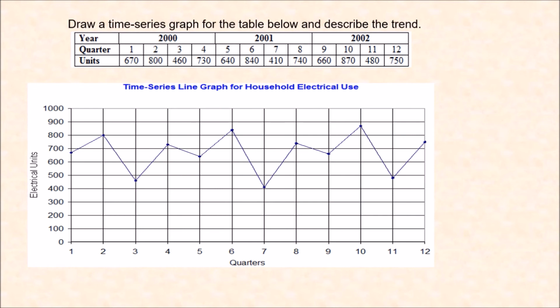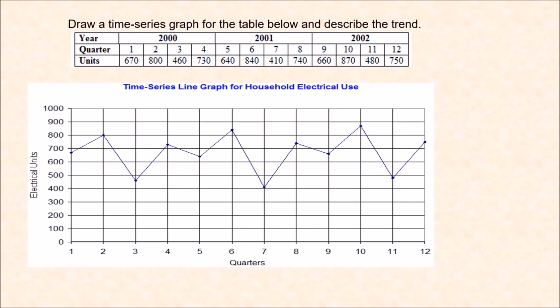What is happening on that? So 1 to 2 increase, 2 to 3 is a big decrease, 3 to 4 increase, 4 to 5 decrease. Now look at the trend in 2001 from quarter 5 to 6 to 7 to 8 to 9. So it increased from 5 to 6, decrease, increase, decrease, increase.